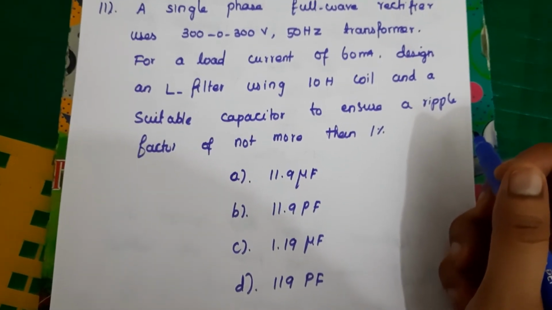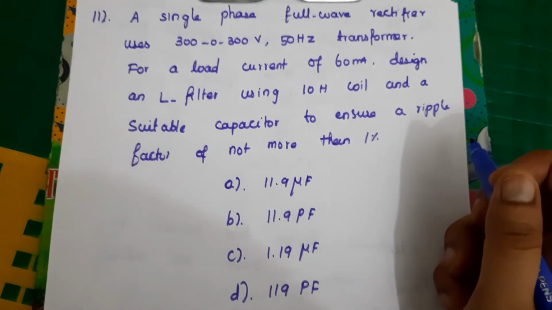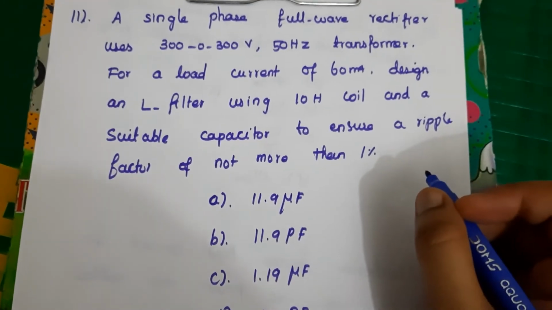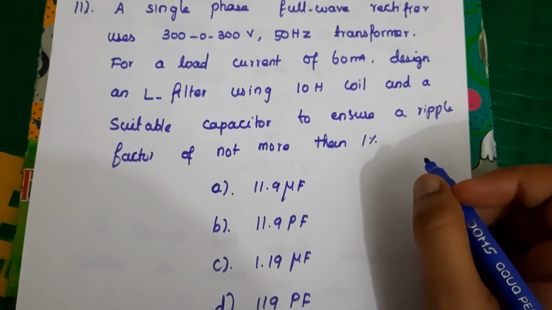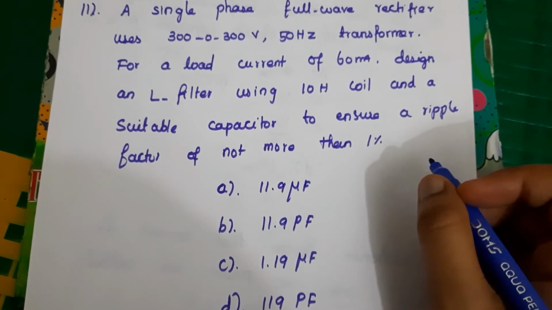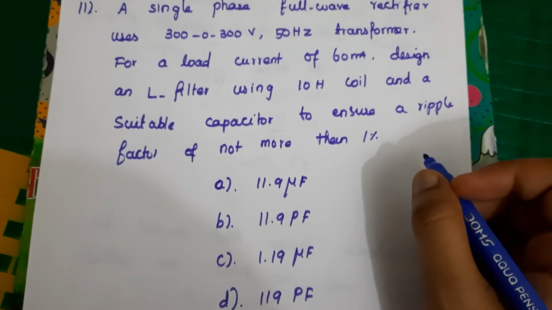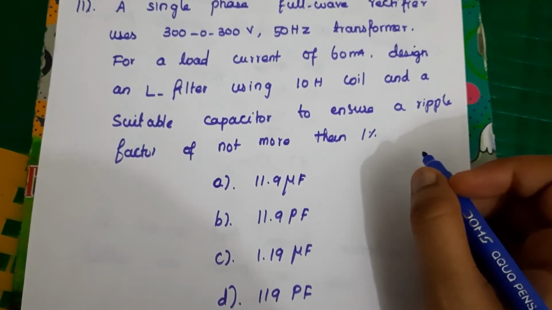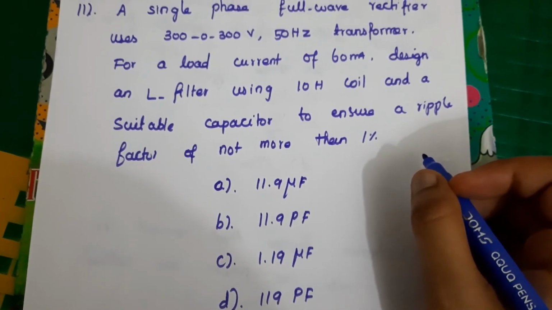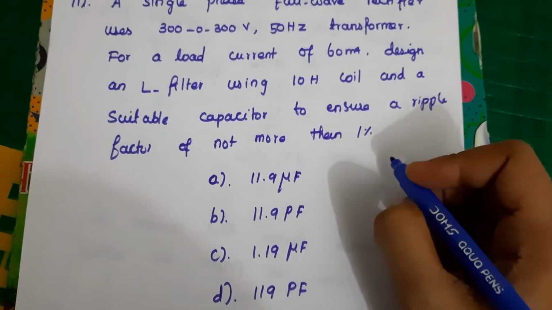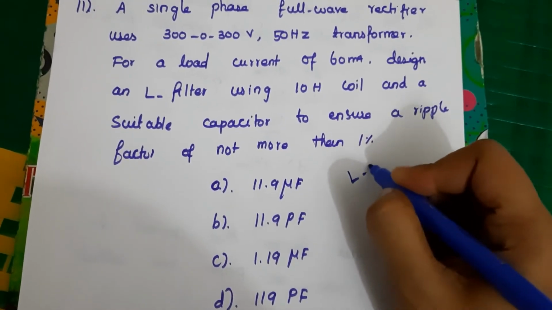11th question. A single phase full wave rectifier uses 300 volt 50 Hz transformer for a load current of 60 milliamps. Design an L filter using 10 Henry coil and suitable capacitor to ensure a ripple factor of not more than 1%. And this is for LC filter.